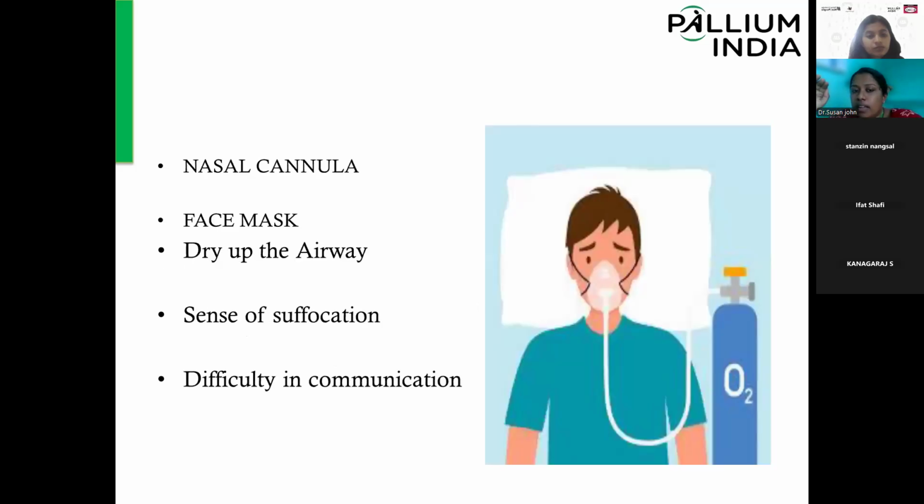So if you are giving this on trial, and the patient is getting good benefit, then we will continue the oxygen therapy. When we are giving this oxygen therapy, it can be given through a nasal cannula or through a face mask. The nasal cannula is more preferred. Why? If we are using a face mask, it will dry up the airways, and the patient has a sense of suffocation and difficulty in communication. The patient is not able to communicate properly because of the face mask. So if you are giving oxygen, the nasal cannula is the better option than a face mask.